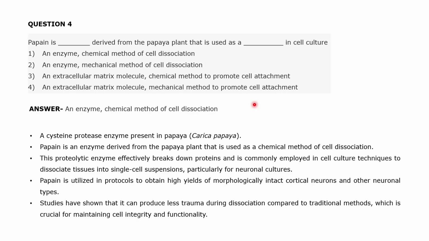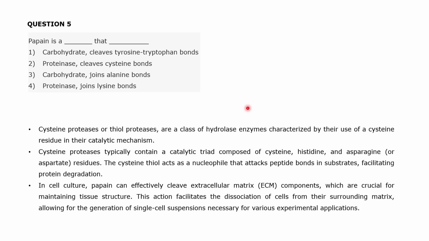I think I will just move on to the next question then. Coming on to question number 9, papain is a dash that dash. First option, carbohydrate cleaves tyrosine tryptophan bonds. Second option, proteinase cleaves cysteine bonds. Third option, carbohydrate joins alanine bonds. Fourth option, proteinase joins lysine bonds. Which might be the answer?